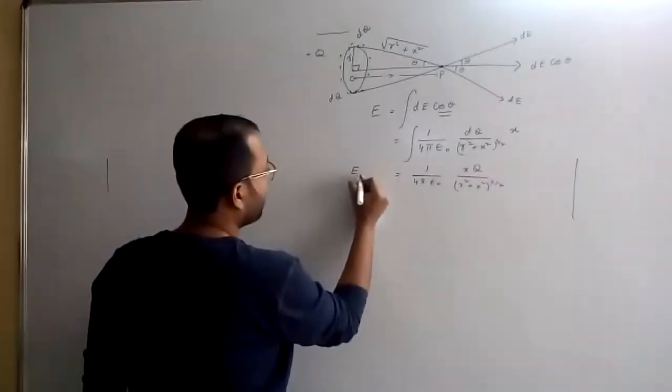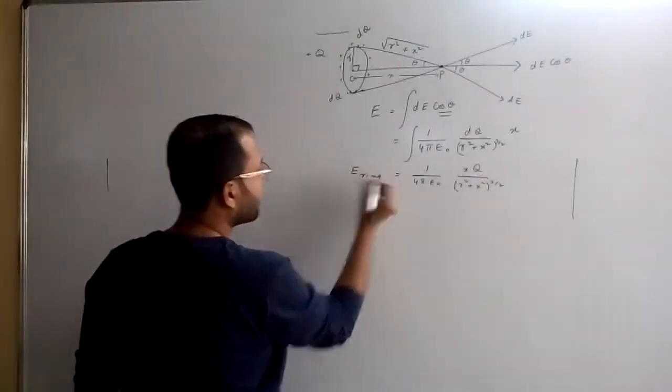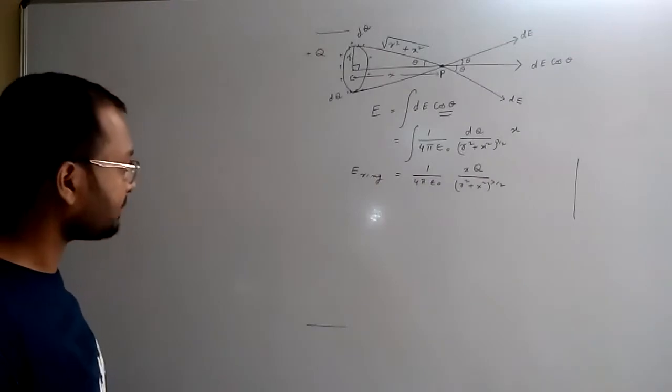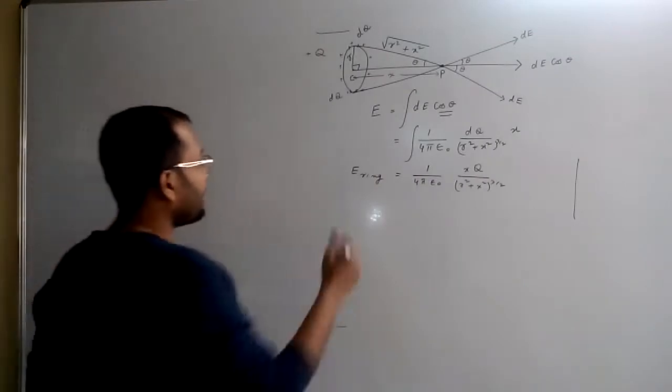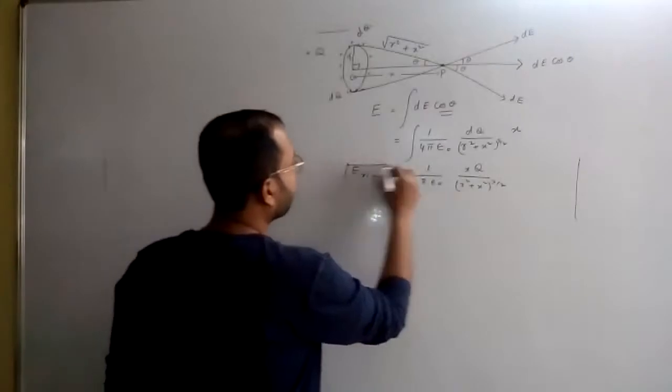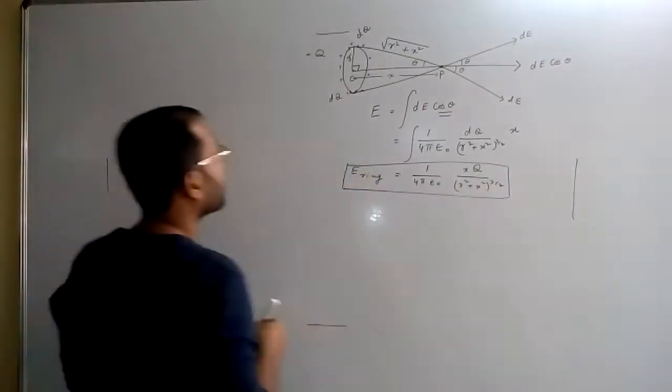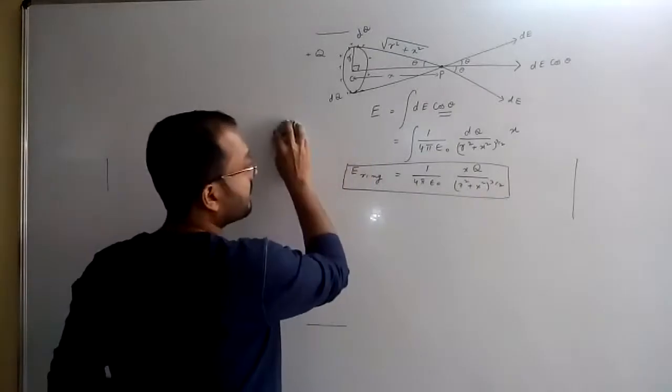So now I know the electric field at an axial point of a charged ring, a uniformly charged ring. All I'll need now is this formula. I can erase the rest. So let me erase the rest.